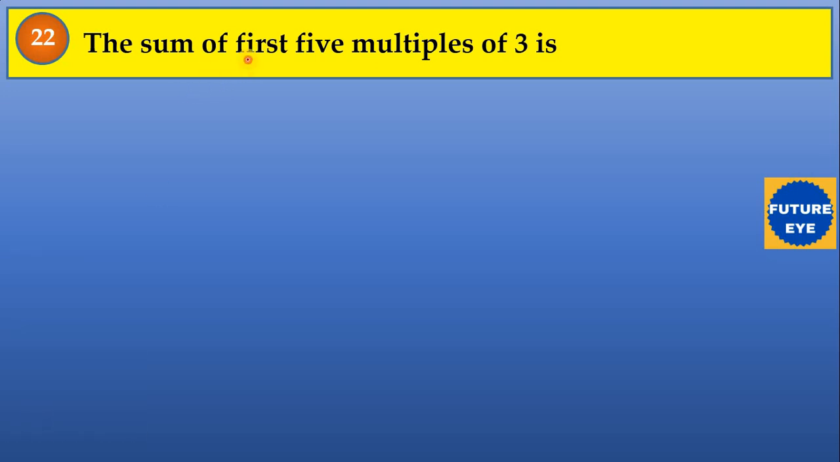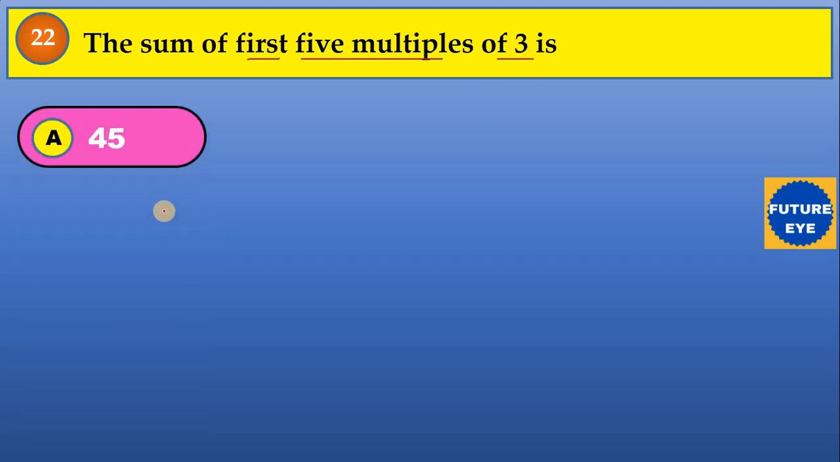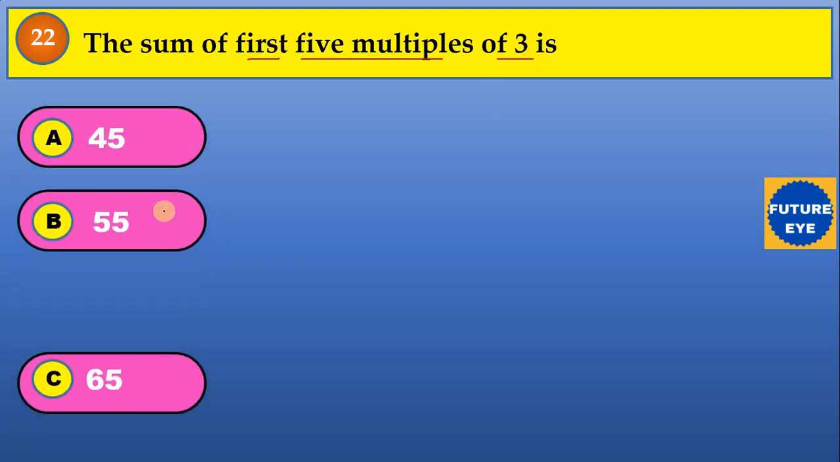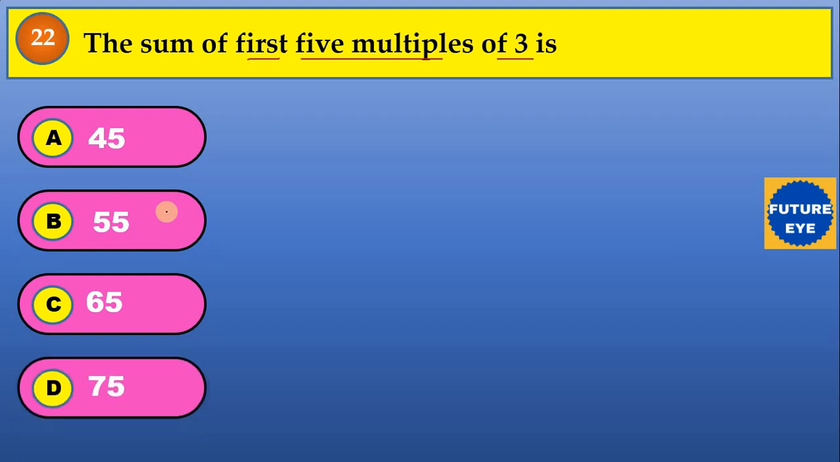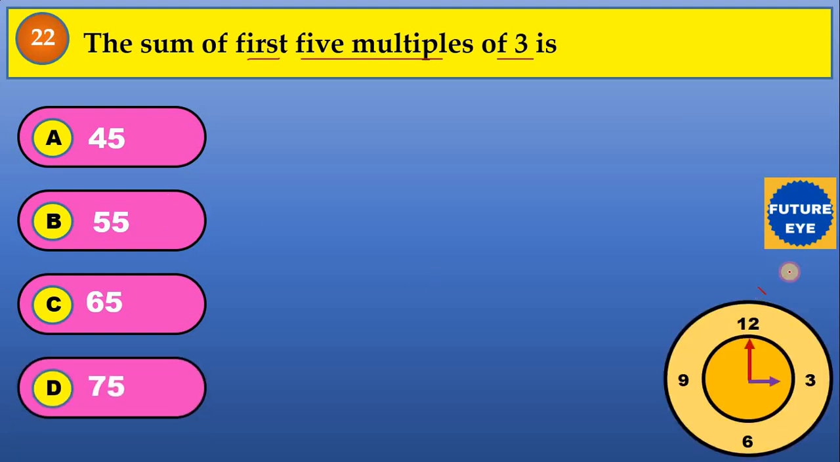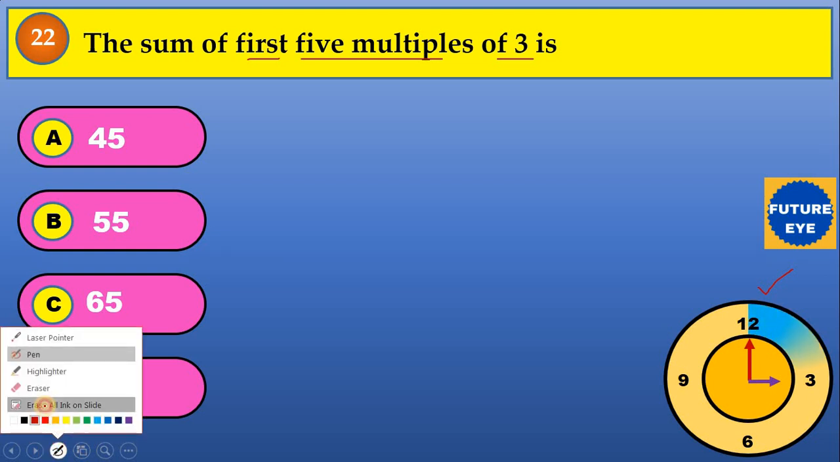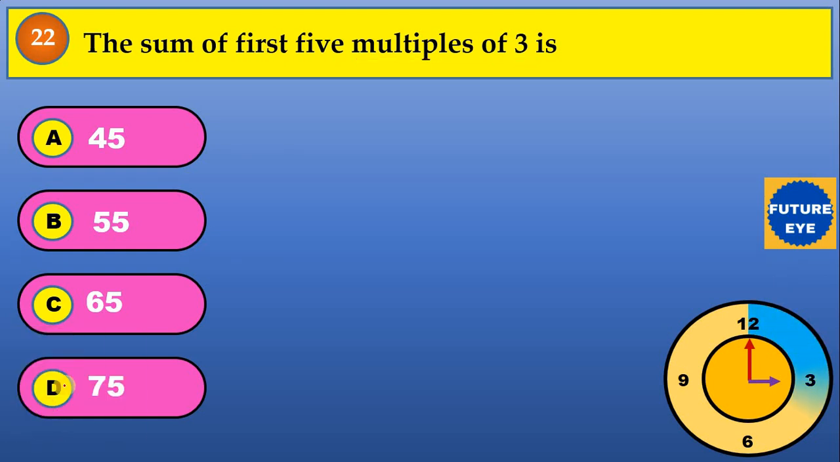The sum of the first 5 multiples of 3 is: options 45, 55, 65, 75. Your time starts from now. Easy problem, children. They are asking us to find the sum of 5 multiples of 3. Multiples means the table of 3. So write down 5 terms and find their sum. That's the idea. So time up.